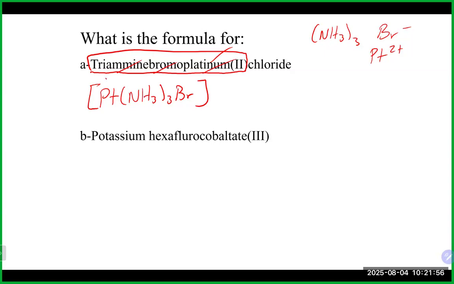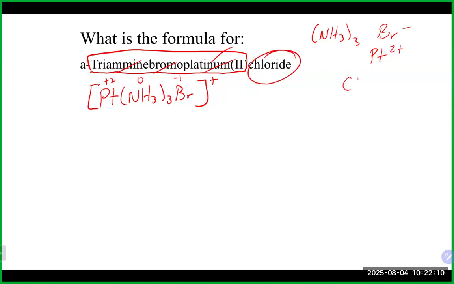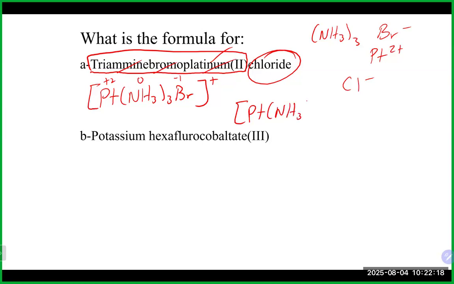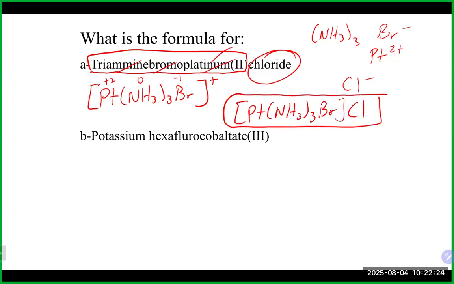Again, this being +2, this being 0, and this obviously being -1. That means in this case, if we just look at the complex ion part, we have just a +1. That's important for my counter ion, which is chloride, which is -1. That tells me I just need 1 counter ion in this case, and we should end up with something that looks like that right there.